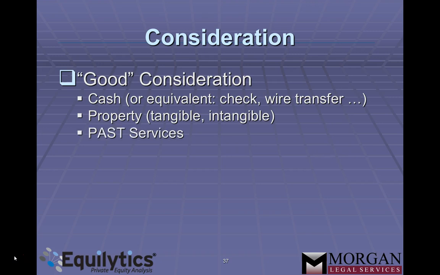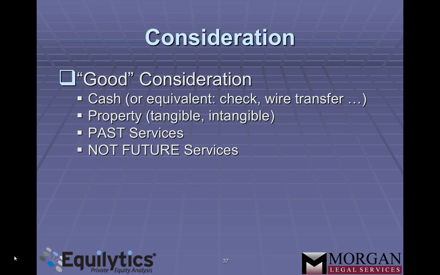Another form of good consideration is past services. These are services that have already been rendered to the corporation. Maybe they weren't entirely paid for. Maybe the value of the services is more than whatever compensation was paid, and so the remainder is being paid for with stock. What is not good consideration are future services. You cannot use future services as payment for the stock.